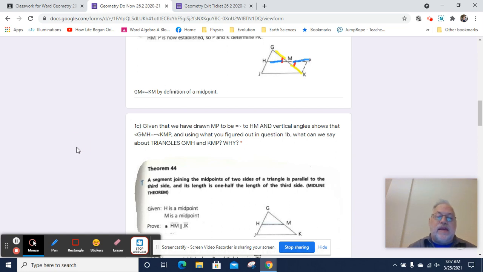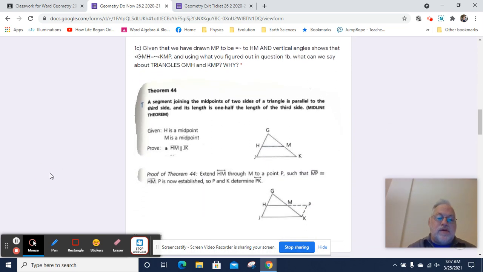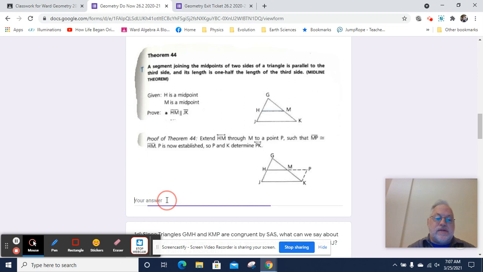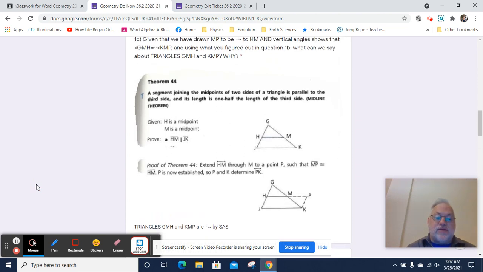Well, we can say that angles GMH and KMP are in those triangles. So I'm going to do it again like this. I'm going to copy paste this. So those are congruent by side angle side. So we can say that triangles GMH and KMP are congruent by side angle side. Okay, and that's why.